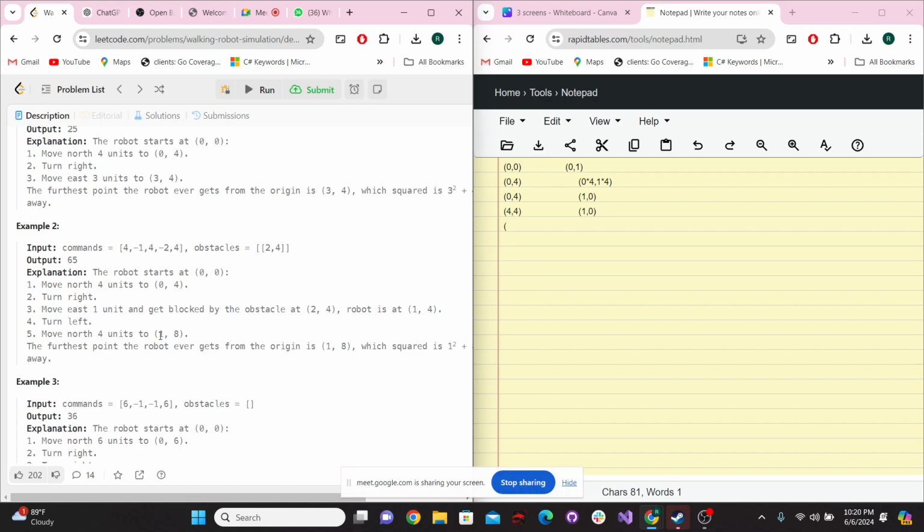So 0 0, 0 4. Right. Move north. Turn right. Then move east. Okay, I did not notice this obstacle actually. So from 0 4 it went to 4 4, right?